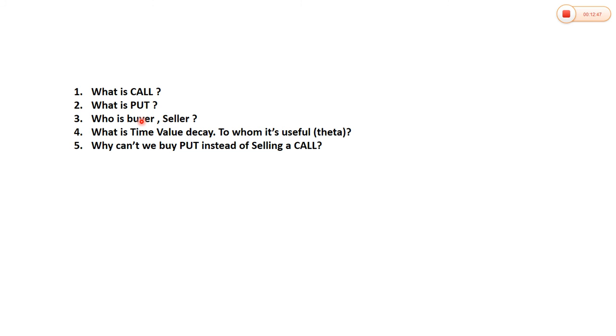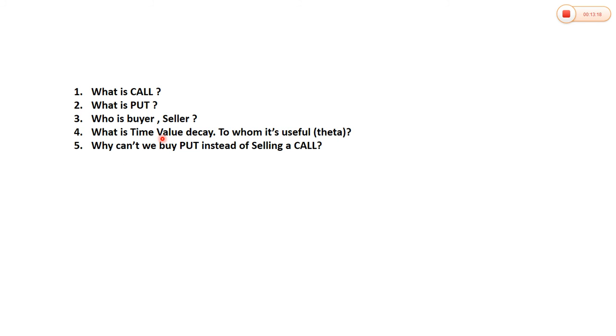There is nothing like buyers always lose. A sudden increment, a price jump or something, can always happen, so he might be winning. But most of the time, with a small premium, sellers will win. That's why big institutions go with selling small premiums, to make sure they get the premium on expiry day, the day exactly when the expiry happens for that particular strike price, or maybe the whole week. And what is time value decay and to whom is it useful? It's called theta.